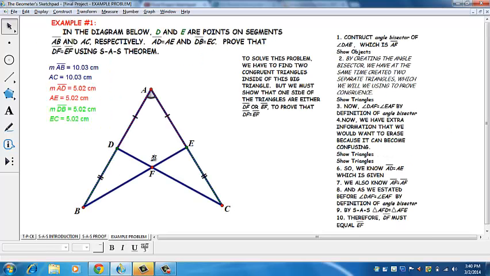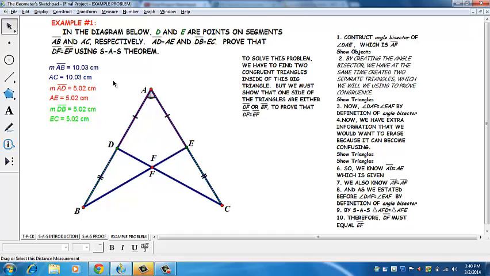Now we're going to go ahead and do an example. Example number 1. In the diagram below, point D and point E are points on segments AB and AC respectively. Now we're given that AD and AE are congruent, the same as DB and EC, which are also congruent. So now we have to prove that the sides DF and EF are congruent using SAS.